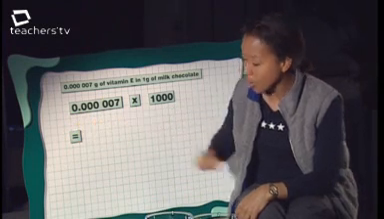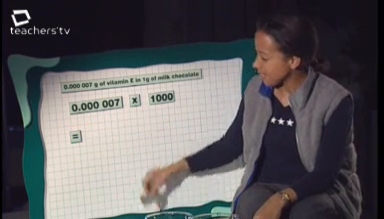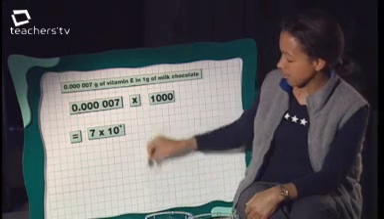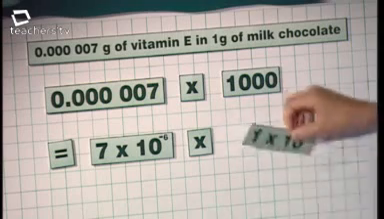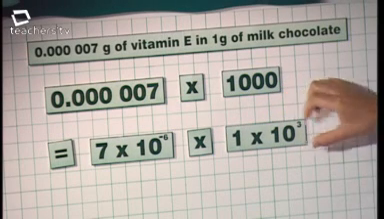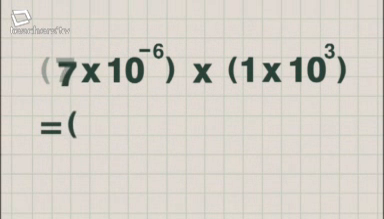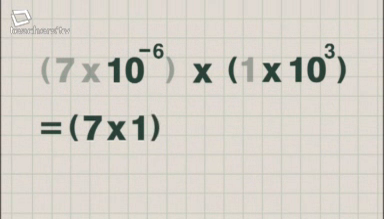So 0.000007 would be 7 times 10 to the power of negative 6. And then you need to multiply that by 1 times 10 to the power of 3. First, you need to rearrange the sum, grouping the ordinary numbers together and the powers of 10 together.